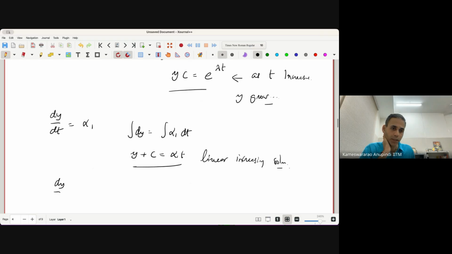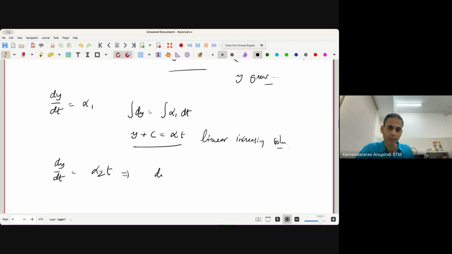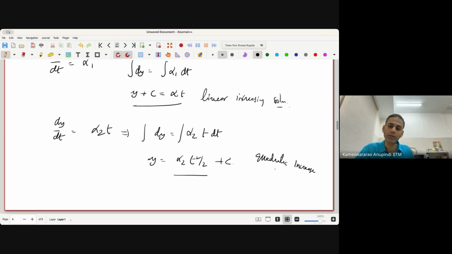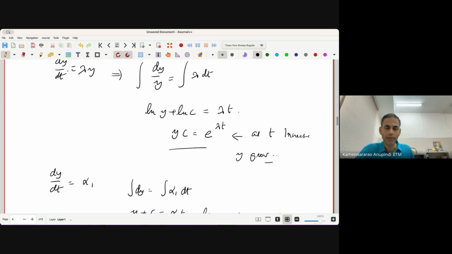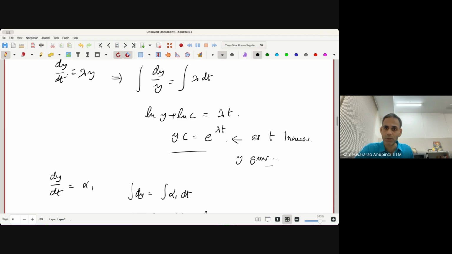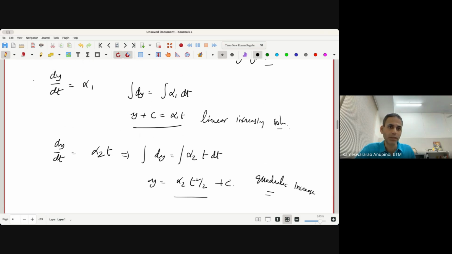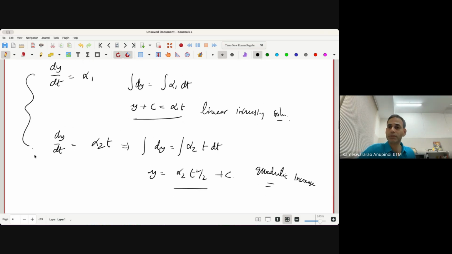Similarly, if I had kept only the second term, that is alpha 2 t, then dy/dt equals alpha 2 t. If I integrate, I get y equals alpha 2 t squared by 2 plus c. This only gives a quadratic increase with respect to t, which is not that much of a problem. Whereas the growth of this one is problematic because it is growing exponentially with respect to time.